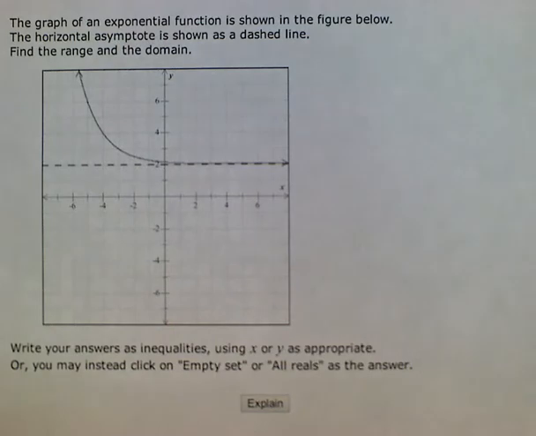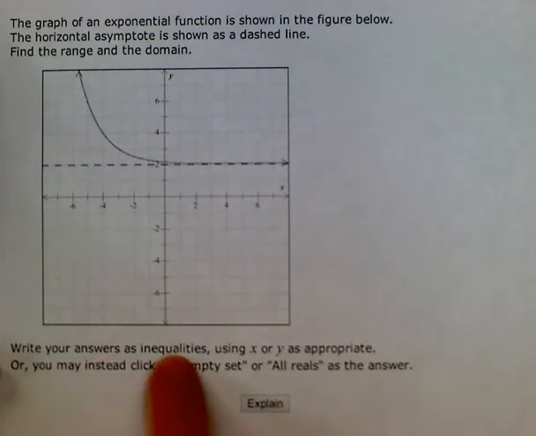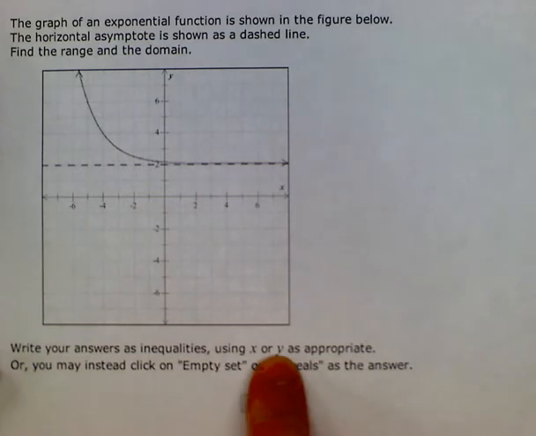The graph of an exponential function is shown in the figure below. The horizontal asymptote is shown as a dashed line. Find the range and the domain. And it asks us to write the answers as inequalities using x or y as appropriate.